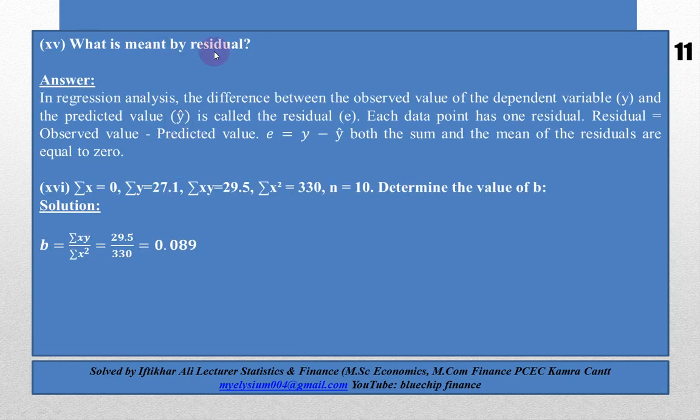What is meant by residual? In regression analysis, the difference between the observed value of the dependent variable y and the predicted value, y hat, is called the residual. Each data point has one residual. Residual equals observed value minus predicted value, or we can say y minus y hat. Both the sum and the mean of the residuals are equal to 0.